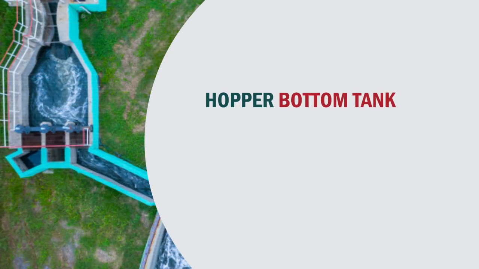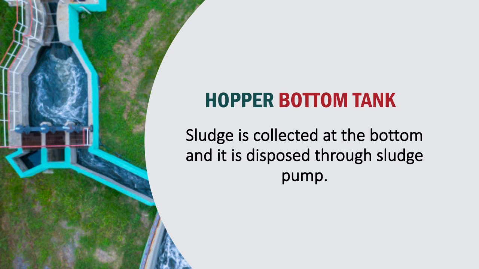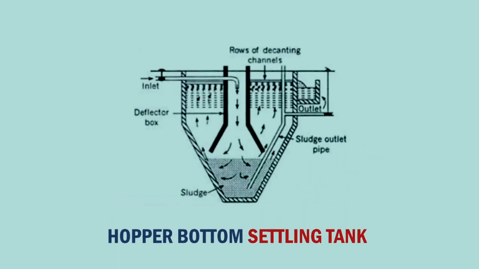Hopper bottom tank. In the case of a hopper bottom tank, a deflector box is located at the top which deflects the influent coming from the central pipe downward. Sludge is collected at the bottom and it is disposed of through the sludge pump. So here is a picture of the hopper bottom settling tank. Here are the different components: inlet pipe, then the deflector box as discussed, the sludge outlet pipe, and at the bottom there is the sludge collection.